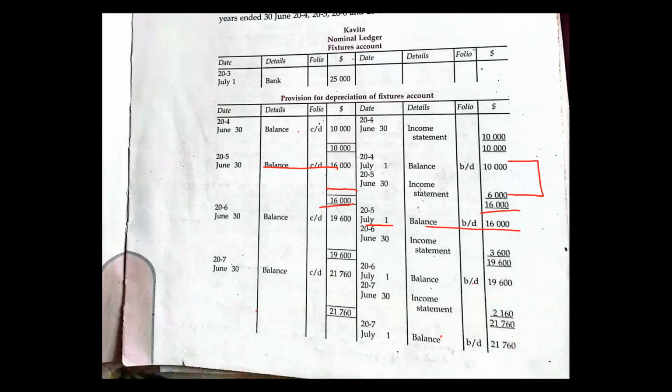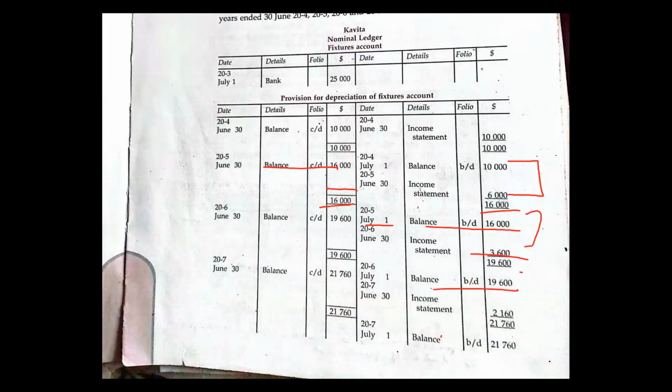Then again, you go to the other year, you calculate for depreciation using the reducing balance method. In this question, it was the reducing balance method, but it is treated in the same way, even if you use the straight line method. You get only the depreciation for that year, and then you balance off the account just like that. And you bring it down just like that.